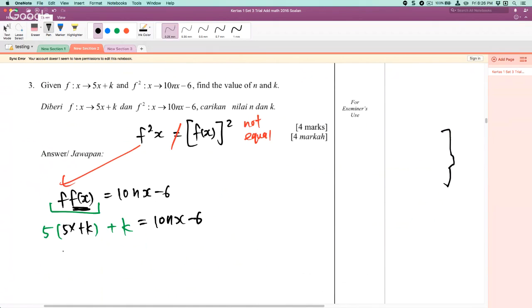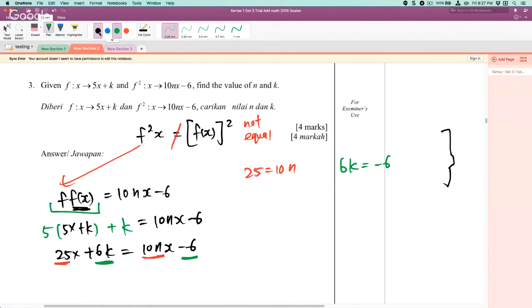Then you just solve this one, you will get 25x plus 5k plus k equals 10nx minus 6. So over here, I will focus on two things. One, I will compare the coefficient of x, which is 25 equals 10n. The other one, I will compare the constant value, which is the one without the x. So I get 6k equals minus 6.